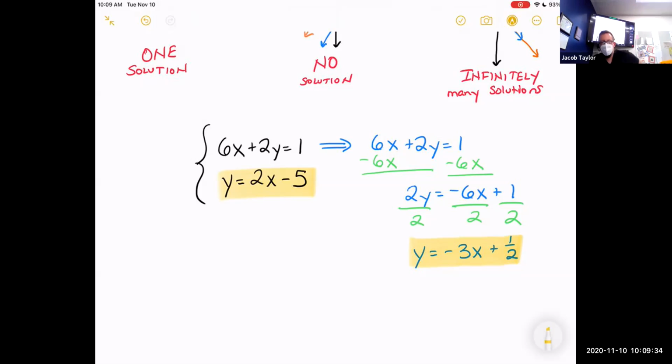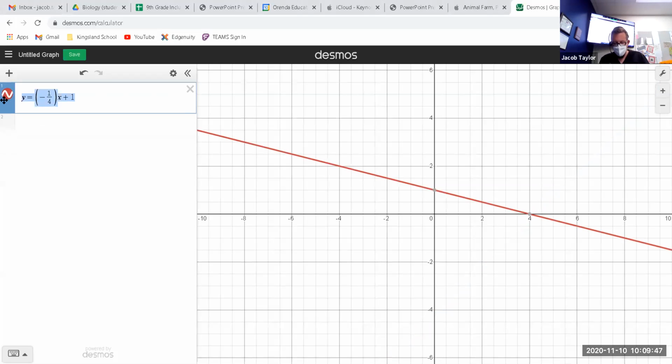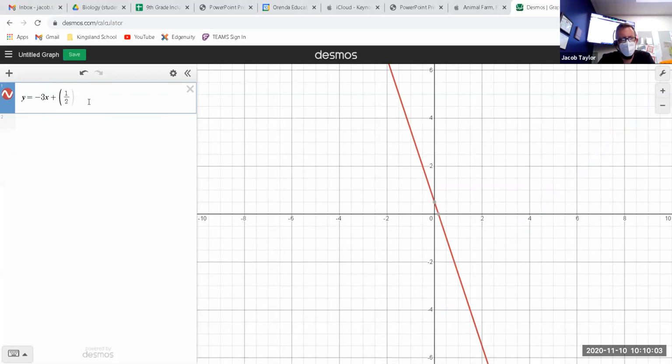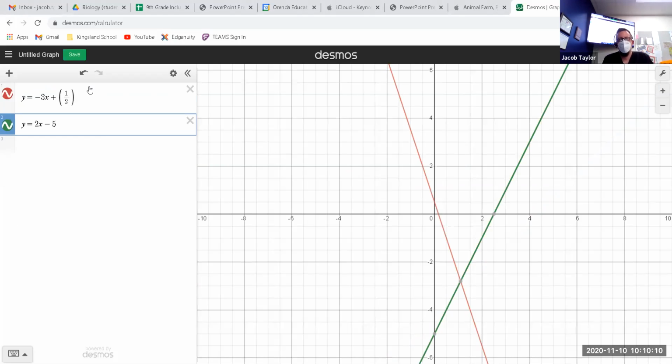So on a graphing calculator, you would press y equals and put these two equations in. And if you don't have access to a graphing calculator, you will be stuck with Desmos. I say stuck, it's not that bad. So I'm going to take out the two equations that I had previously, and I'm going to put in the first equation that we just solved, which was y equals negative 3x plus 1/2. And then the second equation was already in slope-intercept form, y equals 2x minus 5.